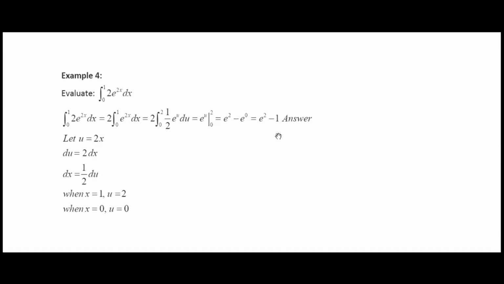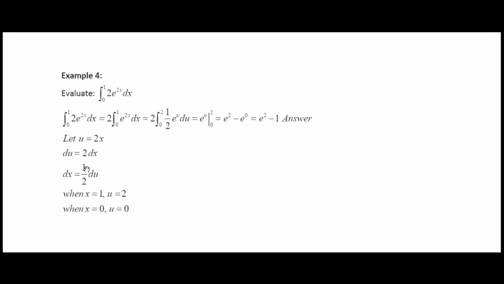Let's look at number 4. The integral from 1 to 2, 2e to the 2x dx. We're going to pull that 2 out simply because we are accustomed to doing that. So we have this. We're going to let u be 2x. du is 2 dx, so dx is 1/2 du. So this becomes 2, 1/2 e to the u du. But let's change our variables.